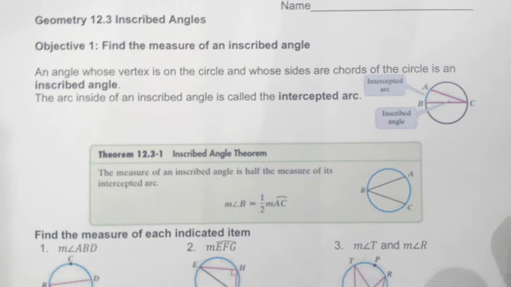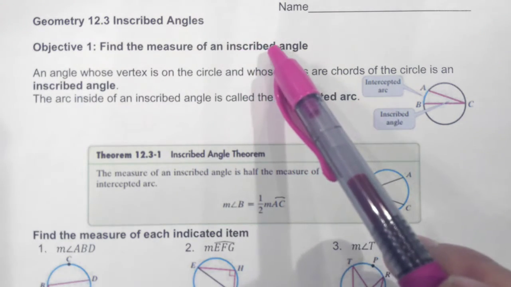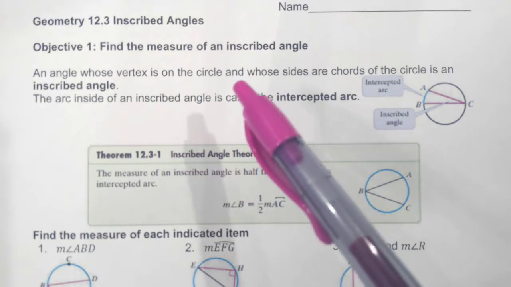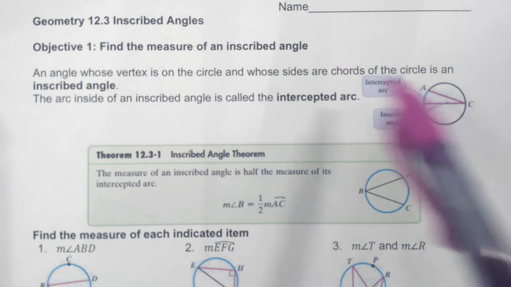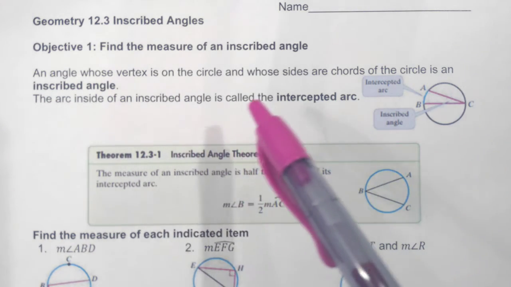Today we're going to be looking at inscribed angles. So what is an inscribed angle? Remember, the word inscribed means inside. It kind of sounds the same. An angle whose vertex is on the circle and whose sides are chords of the circle is an inscribed angle. The arc inside of an inscribed angle is called the intercepted arc.